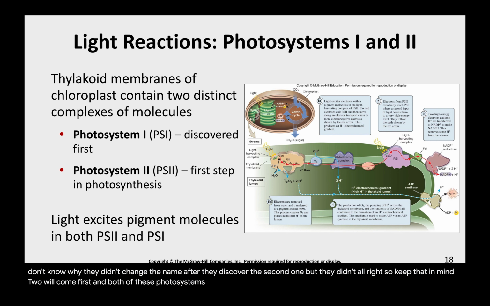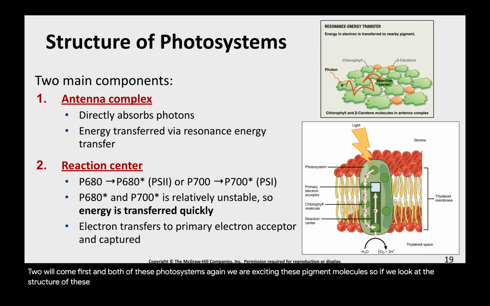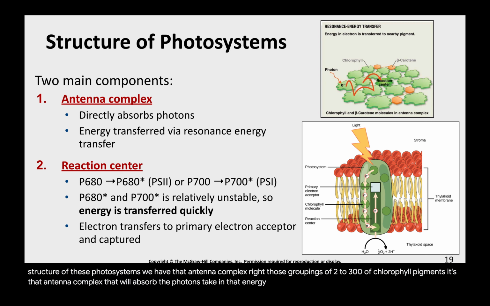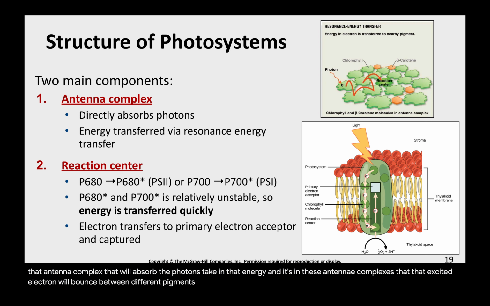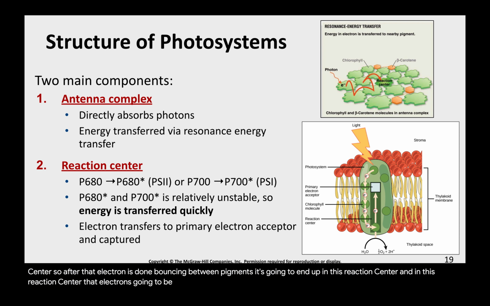In both of these photosystems, again, we are exciting these pigment molecules. If we look at the structure of these photosystems, we have that antenna complex, those groupings of 200 to 300 chlorophyll pigments. It's that antenna complex that will absorb the photons, take in that energy. And it's in these antenna complexes that the excited electron will bounce between different pigments. Now in the center of our photosystems, we have what's called the reaction center. After that electron is done bouncing between pigments, it's going to end up in this reaction center. And in this reaction center, that electron is going to be quickly given away to yet another molecule. It's that molecule that will take it away from our photosystems and into the electron transport chain.